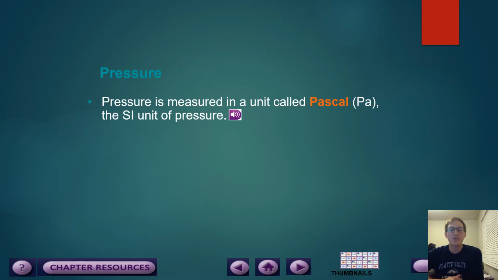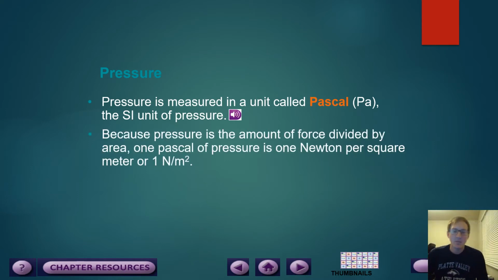Pressure is measured in a unit that we call the Pascal. It is the scientific unit for pressure. It's kind of like how we use meters for distance and liters for volume. It's the standard unit that we use. Because pressure is the amount of force divided by the area, 1 Pascal of pressure is equal to 1 Newton. Remember that force is measured in newtons, and that we measure distance in meters. So this is 1 Newton per square meter, or 1 N divided by m squared.